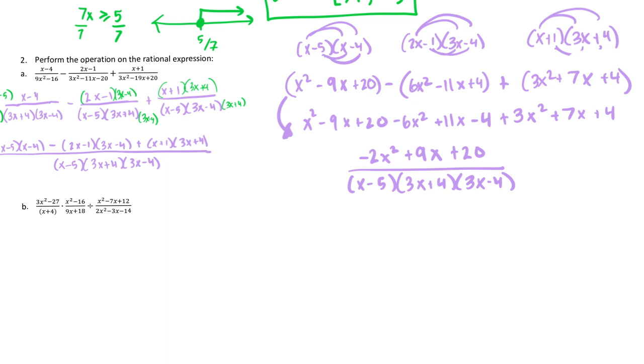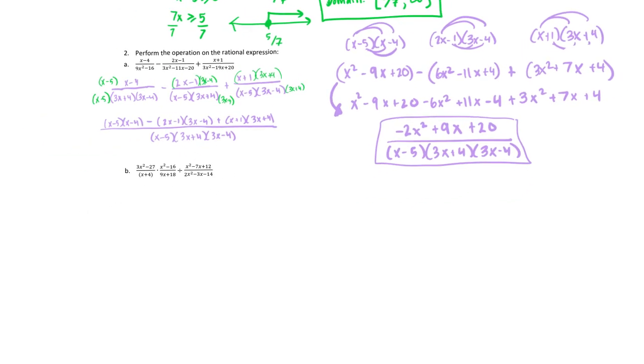So everything is simplified. That is our final version. You do not need to FOIL the denominator, and you don't need to factor the denominator unless you think anything's going to cancel. That won't happen. It makes problems way too crazy. So we've got that. We're good.